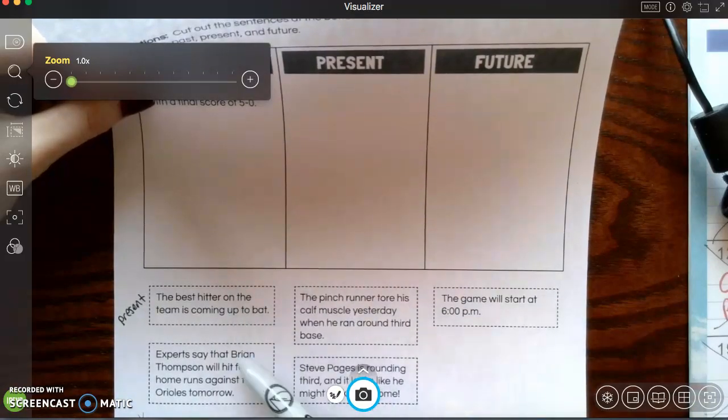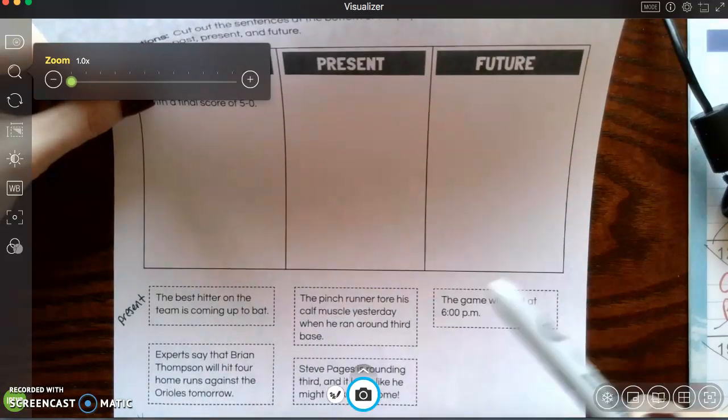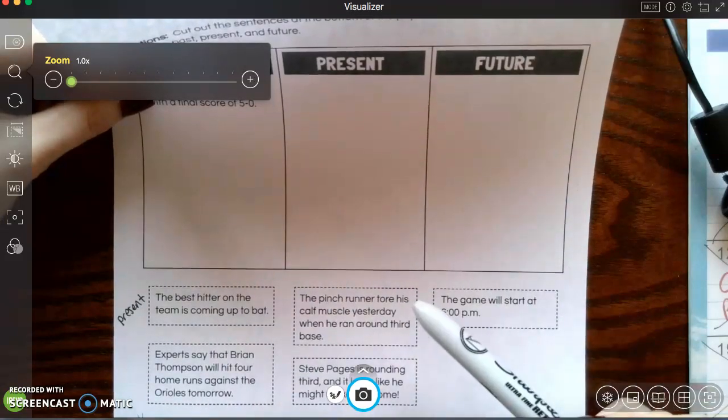Okay? Once you have sorted all of these sentences into their proper columns, you're pretty much done with today's assignment, and tomorrow I will post an answer key for you to check your own work.